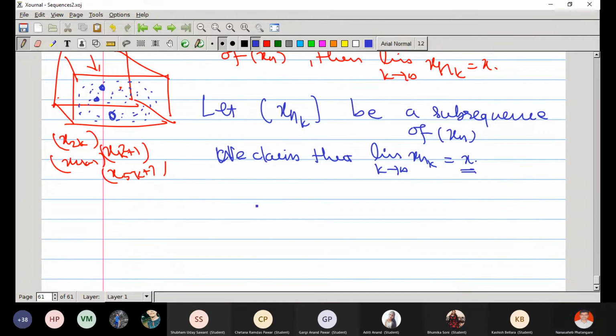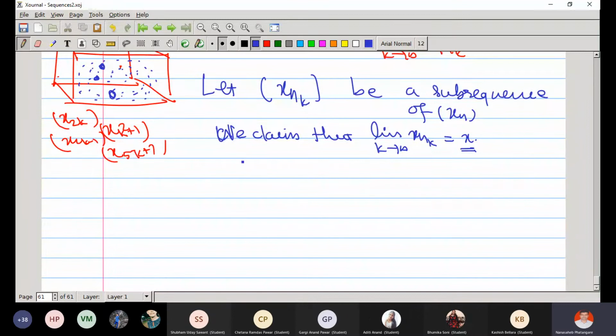Okay, now what is our next task? We want to prove that the limit of this sequence is x. So what to do to achieve this task? How will you prove that something converges to some number? If it is monotonically increasing and bounded. There is no question about increasing. We are just arbitrarily selecting. There is no information about monotonically increasing or decreasing at this instant, right?